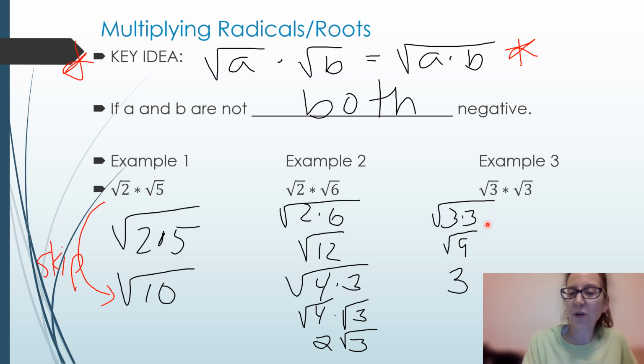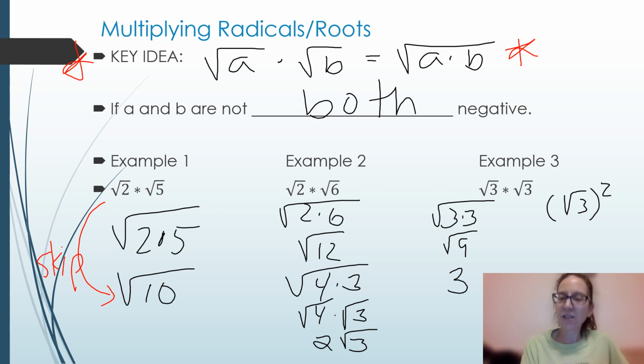Or you could do the prime factorization and say, okay, this is a square root. And so if it's a square root, I'm looking for groups of 2, and there's the group of 2, and it's a 3. Now, the other way you could think about this is to multiply something by itself, the square root of 3 times the square root of 3.